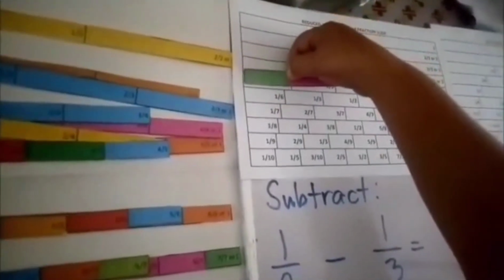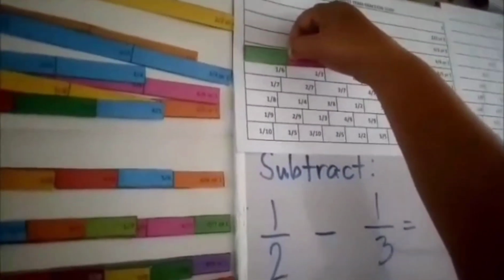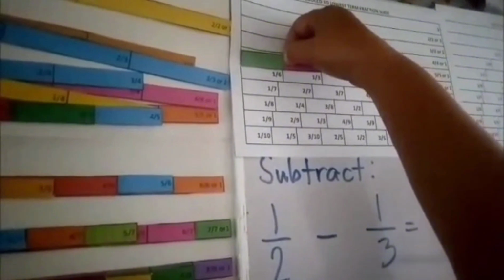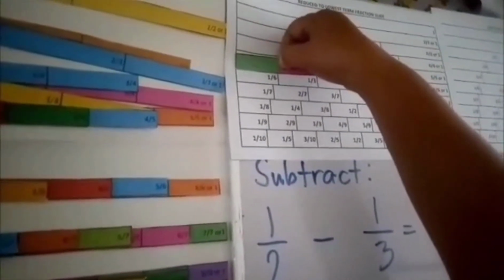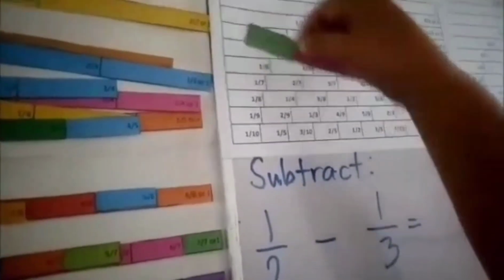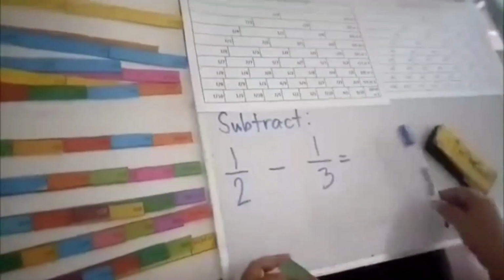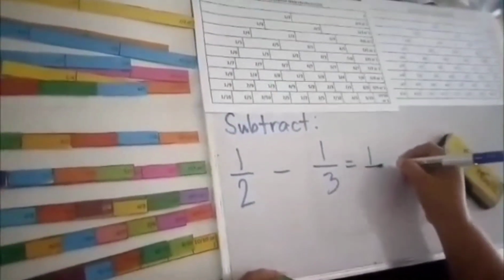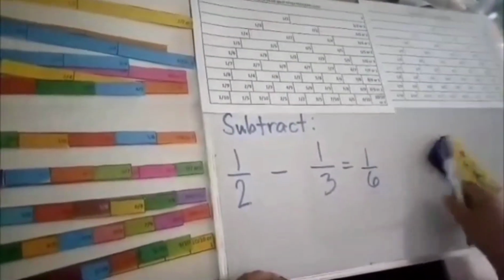Look at it. It is fitted to 1/6. The remaining part is 1/6. Therefore, 1/2 minus 1/3 equals 1/6.